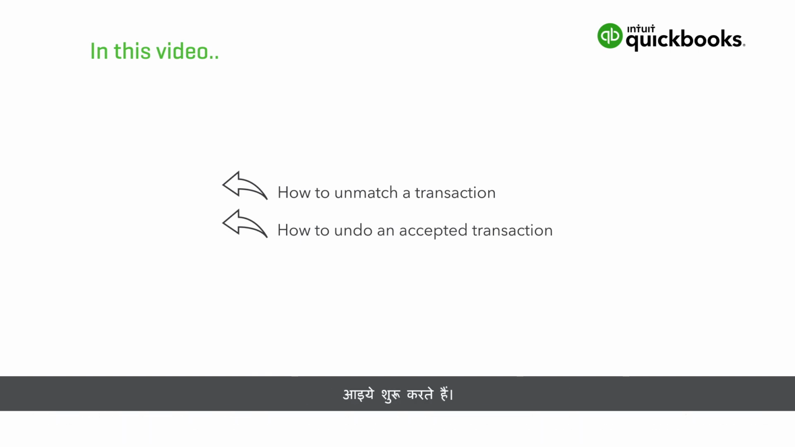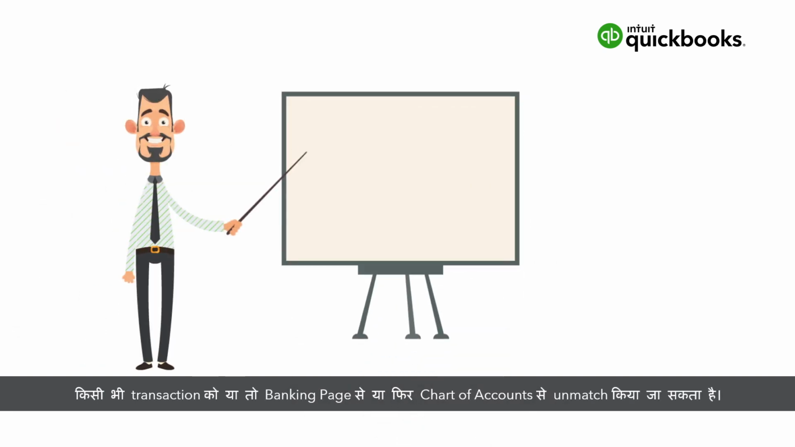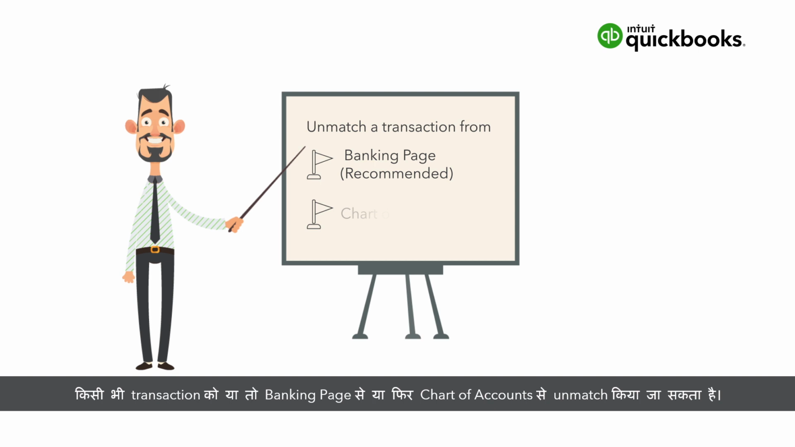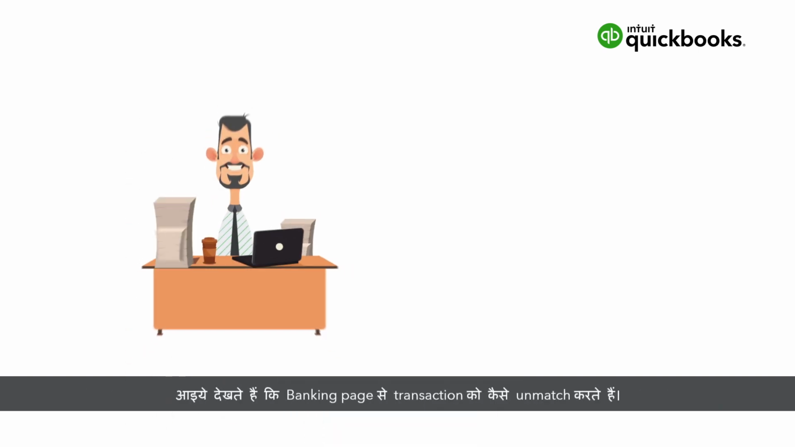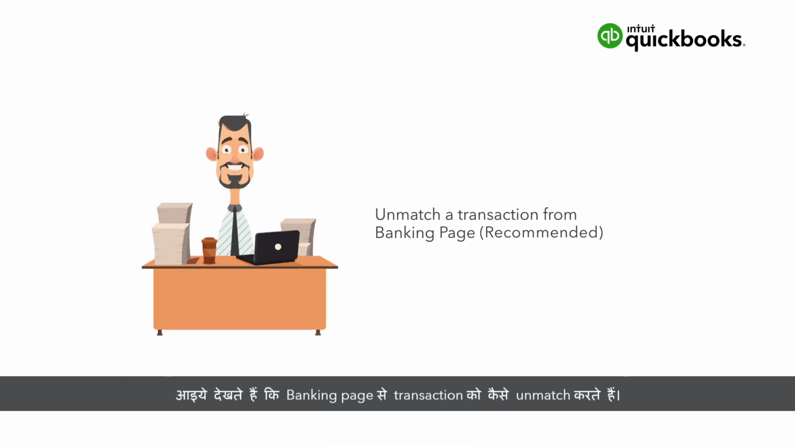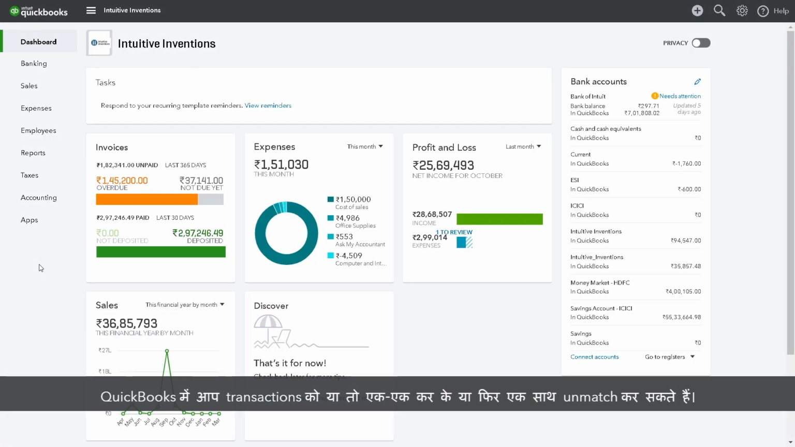Let's get started. A transaction can be unmatched either from the banking page or from the chart of accounts. Let us see how we can unmatch a transaction from the banking page. Please note that QuickBooks recommends this approach. QuickBooks allows you to unmatch transactions individually or in bulk. Let us first unmatch a single transaction.